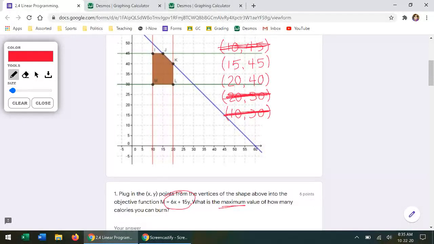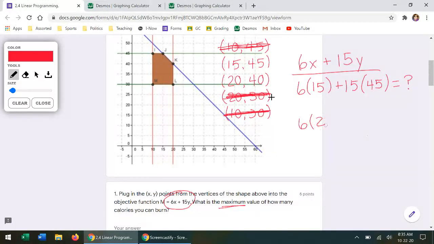So the first thing is to take 15 and 45 and plug it in for x and y, 6x plus 15y. So we're going to plug in 15 for x and 45 for y. And then you multiply those two out, add the two answers, and that gives you some value. For the second one, we'll plug in 20 for x and 40 for y. Multiply those out, add those two answers, and that will give you another value.